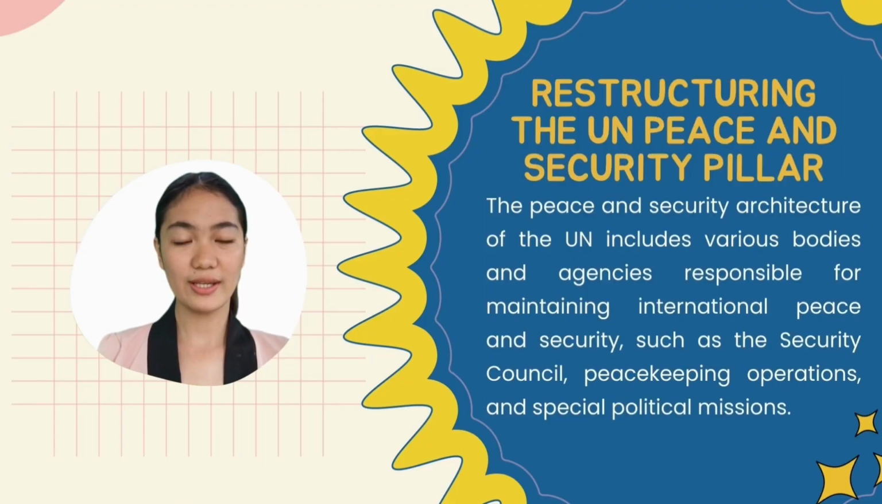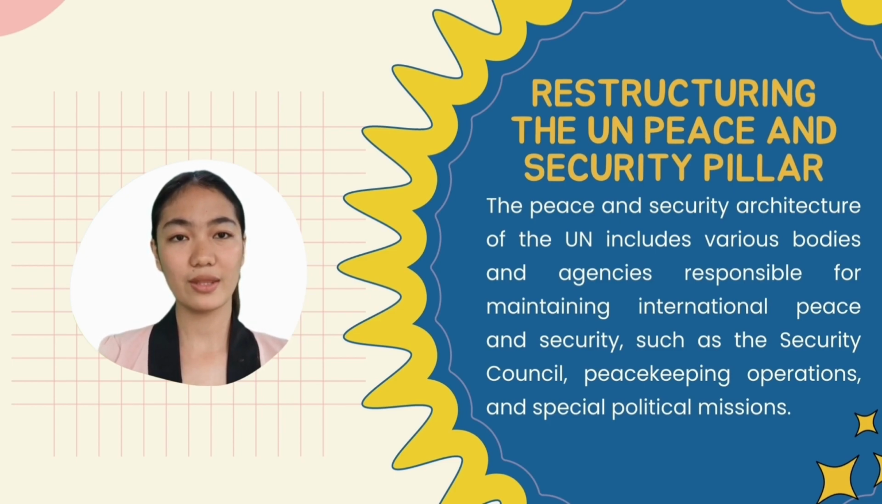The second agenda is the restructuring of the UN Peace and Security Pillar. The peace and security architecture of the UN includes various bodies and agencies responsible for maintaining international peace and security, such as the Security Council, peacekeeping operations, and special political missions. Guterres recognized the need for significant changes in this architecture in order to meet the demands of the current global security environment.